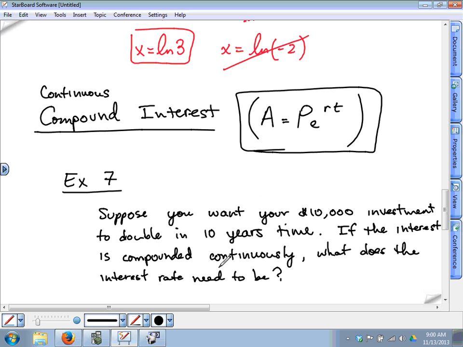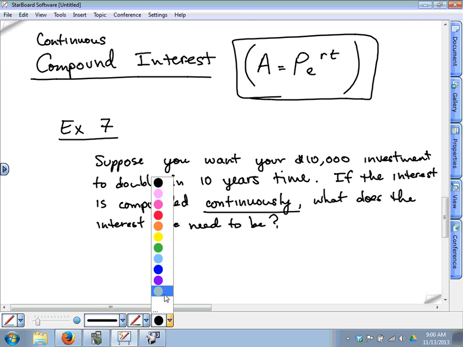Because this is compounded continuously, that word continuously should let us know we're going to use this formula: A equals principal times e to the rate times time. Now, what do we know? What do we not know? We know what A is. We know what P is.